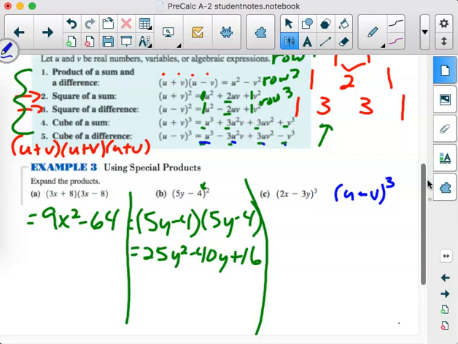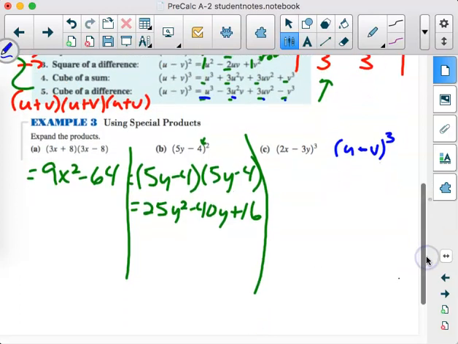So the first term starts off with the highest power, which would be u cubed, then u squared, and I'm running out of space here, so I'm going to put it down here, u to the 1st, and then no u.